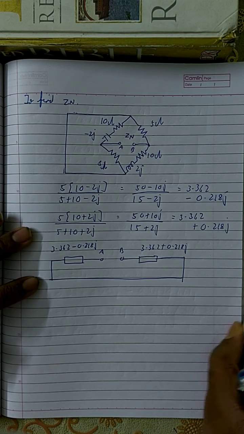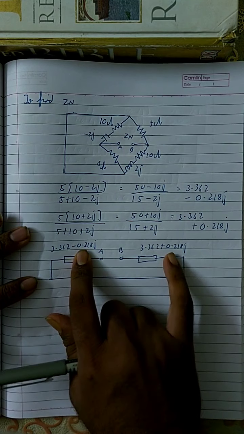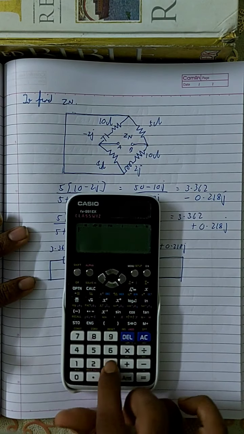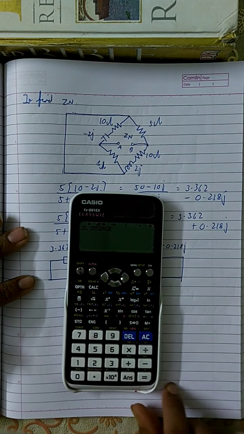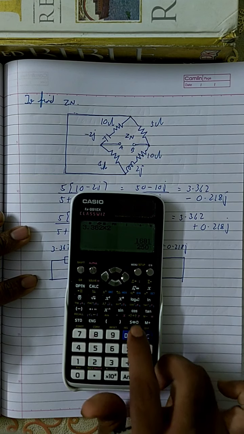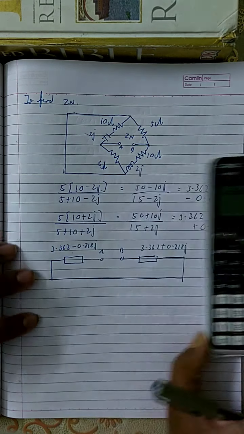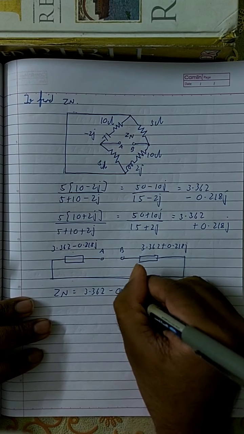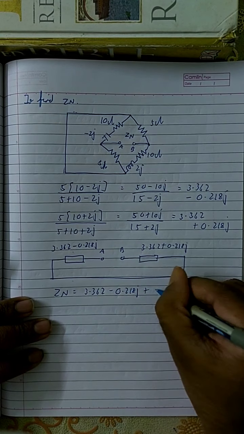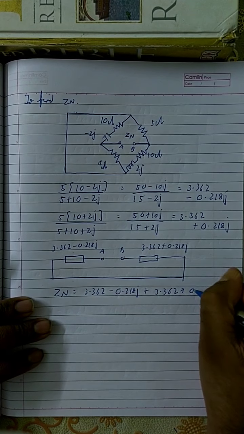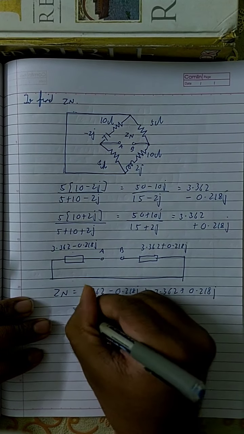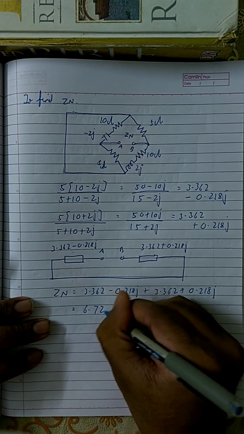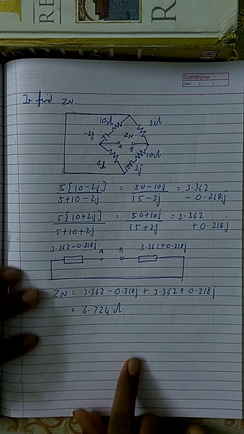So what will be the answer? If you add these two, the imaginary parts will cancel each other, so only the real part is remaining, that is 3.362. So just simply find 3.362 into 2, which is 6.724. Therefore Zn is equal to 3.362 minus 0.218J plus 3.362 plus 0.218J, which is equal to 6.724 ohms, which is basically a Norton's resistor.